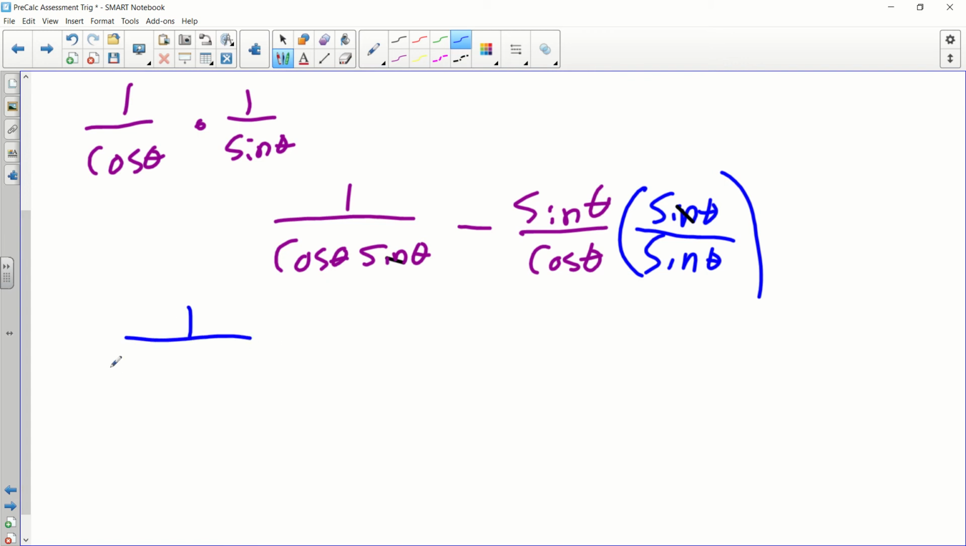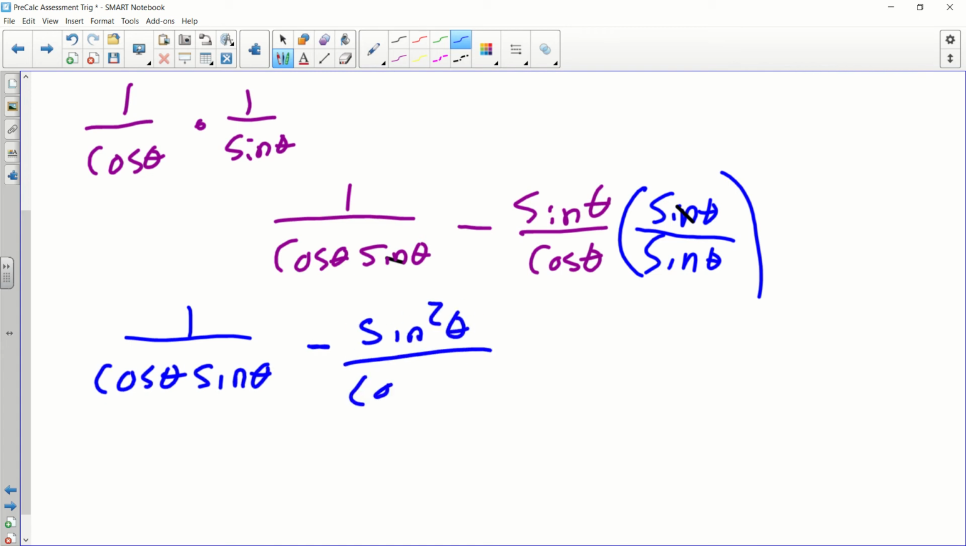I have 1 over cosine theta sine theta minus sine squared theta over cosine theta sine theta. Common denominator, now I can combine them.